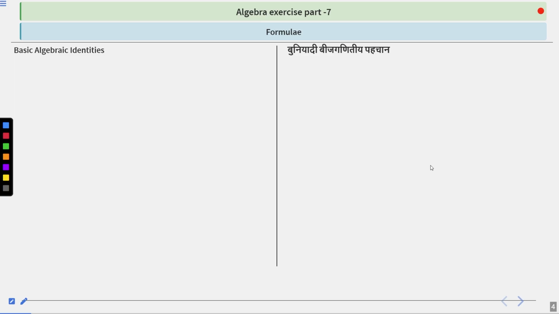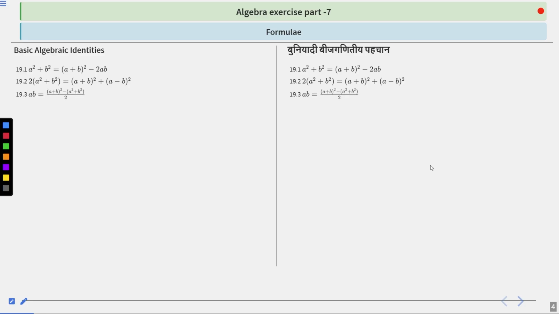Now, these are the formulas which we are going to use while solving the questions. Some basic algebraic identities, that is a square plus b square is equal to a plus b's whole square minus 2ab. Then we have twice of a square plus b square is equal to a plus b's whole square plus a minus b's whole square.